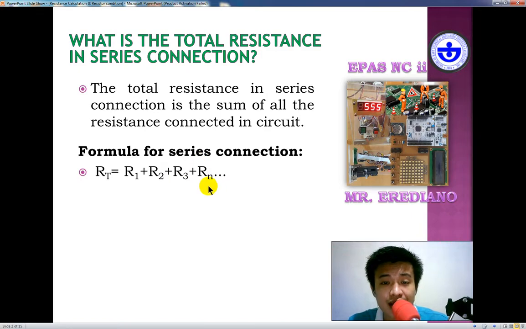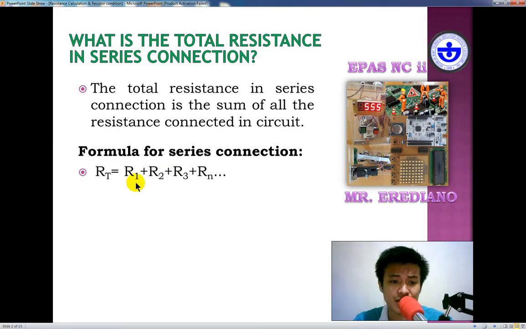So if there are lots of resistors connected in series, all you need to do to get the total resistance of the series connection is to get the sum. It means to add all of the resistances connected in series.